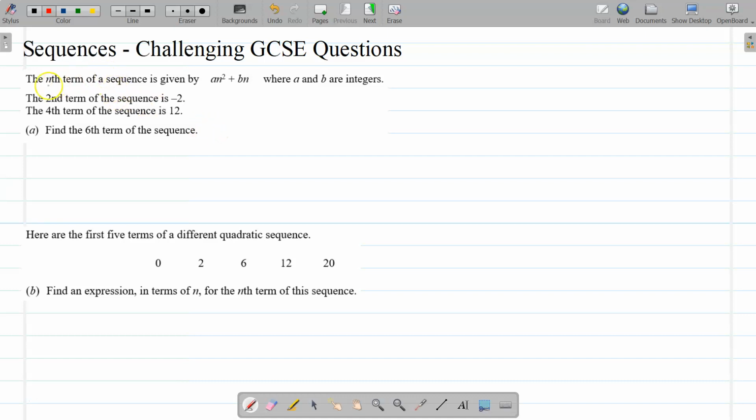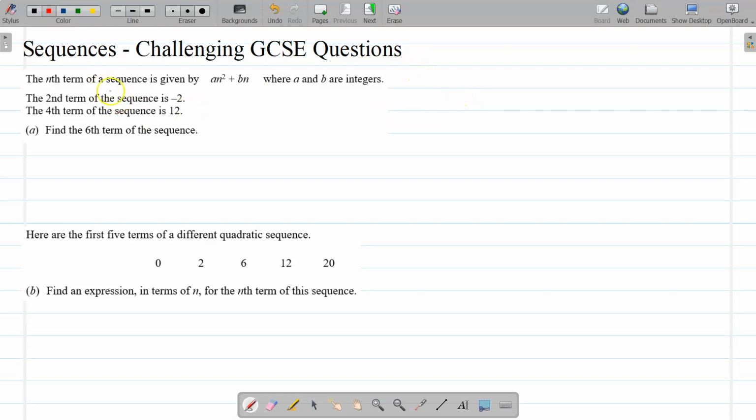In the first part, we're asked to find the sixth term of a sequence given that its general rule is of the form an squared plus bn. In other words, it's a quadratic sequence. The second term is -2 and the fourth term is 12. Now what we need to do is some algebraic process. We shouldn't be doing any guesswork here.